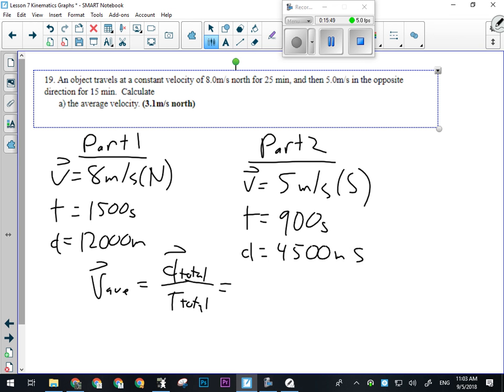That's south. This one's north, and it's important to realize that they're opposite, so I have to subtract them. Okay, so I should have 7,500 meters north, divided by the total time, which is 2,400 seconds. Okay, and that should give me my 3.1 meters per second north.